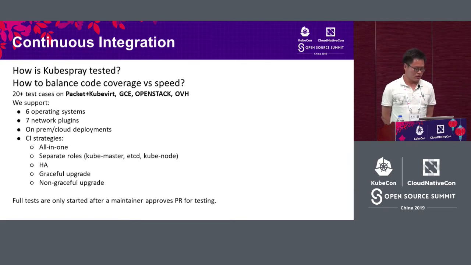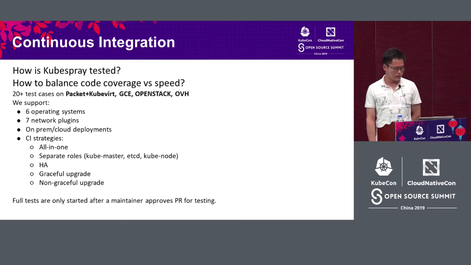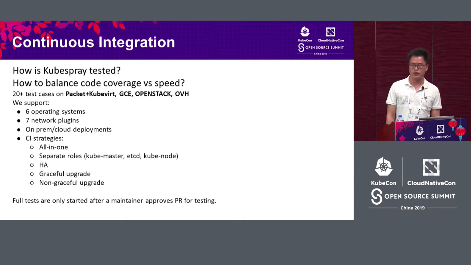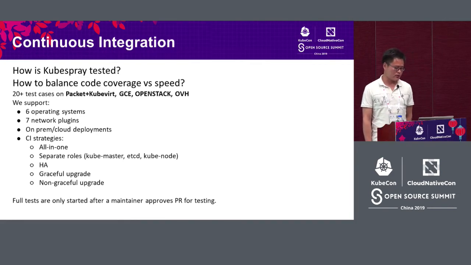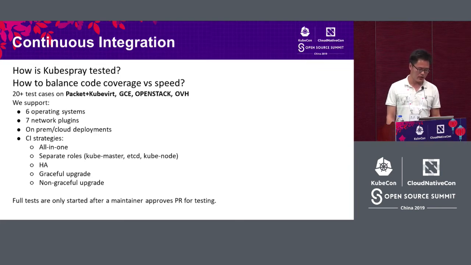Currently, we support 6 operating systems and 7 network plugins, and we support on-premise and cloud deployment. And our deployment strategies include all-in-one, separate hosts, that is a separate kube-master, etcd, and kube-node. Kube-master and etcd are deployed on one node, or they can be separated. And next is HA deployment. And also the graceful upgrade and non-graceful upgrade, and that is the CI.